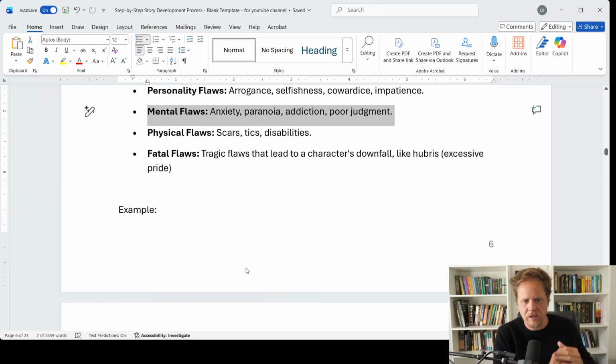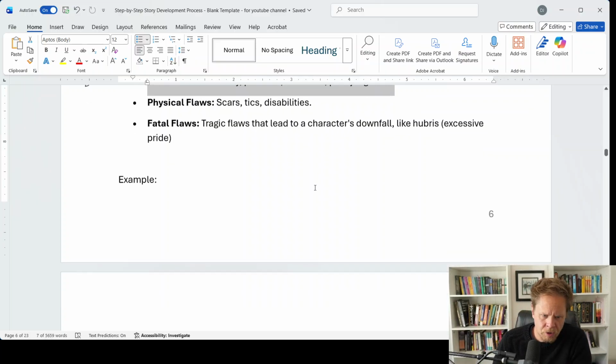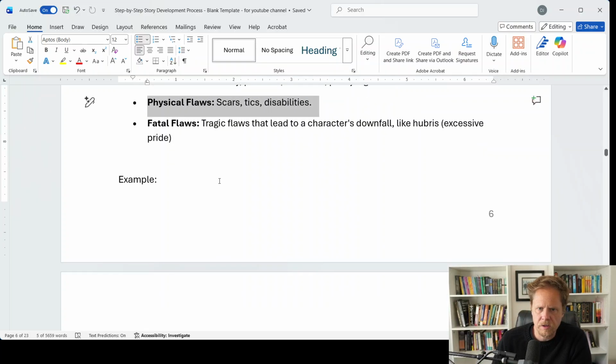Think about how anxiety or paranoia can make it more difficult for your character to ultimately defeat an antagonist in the end, right? So it makes it more challenging for them, which makes it more of an interesting story. You can also give them physical flaws like tics, scars, or disabilities, right?